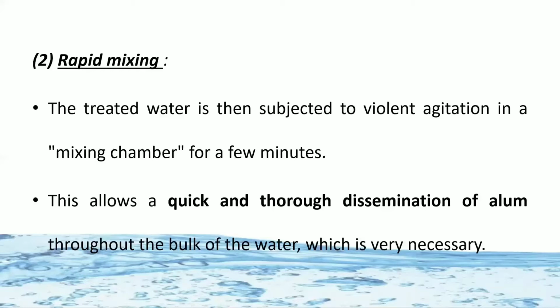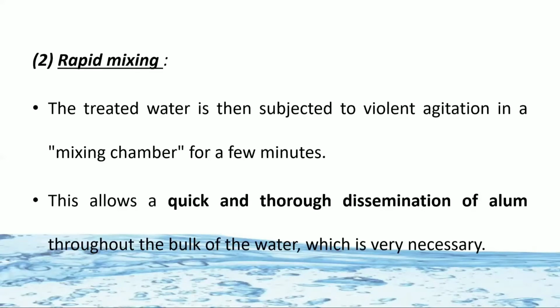The treated water is then subjected to violent agitation in a mixing chamber for a few minutes. Here the rapid mixing of water is done. This allows quick and thorough dissemination of alum throughout the bulk of water, which is necessary. So alum is equally dissolved or mixed with water, and this mixing is done rapidly.